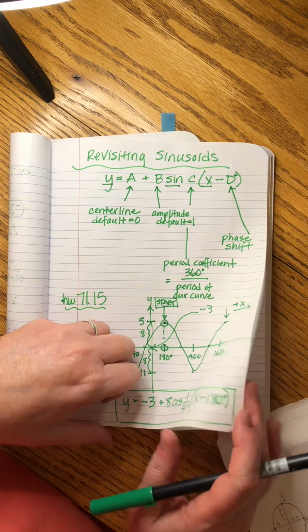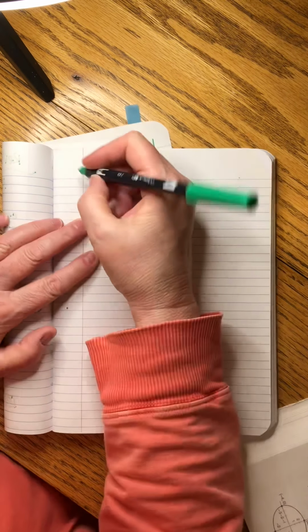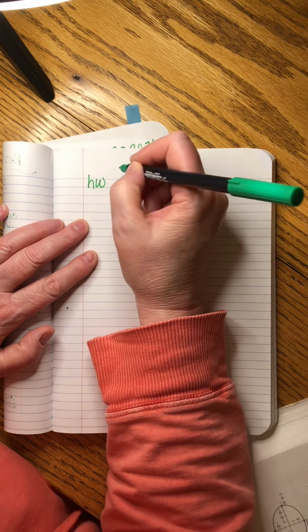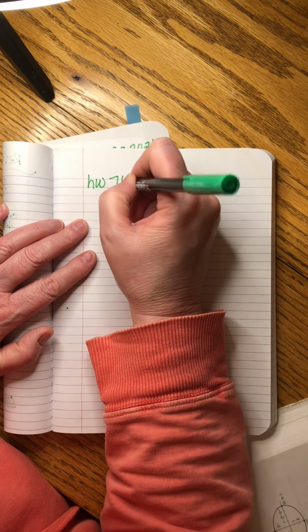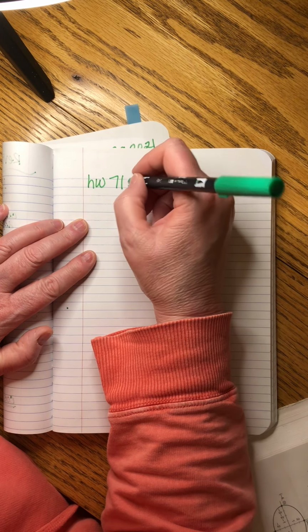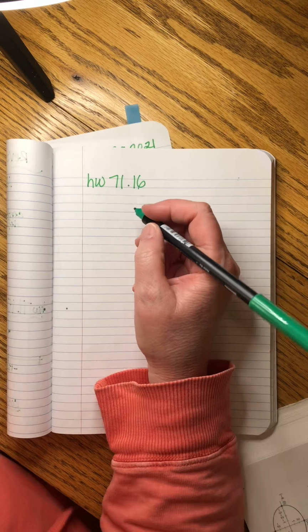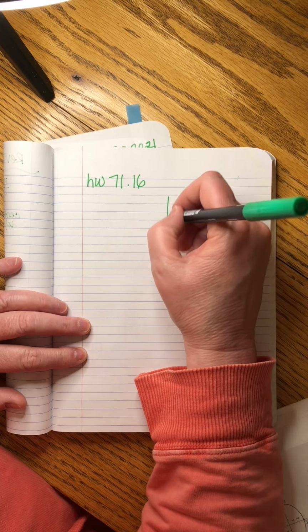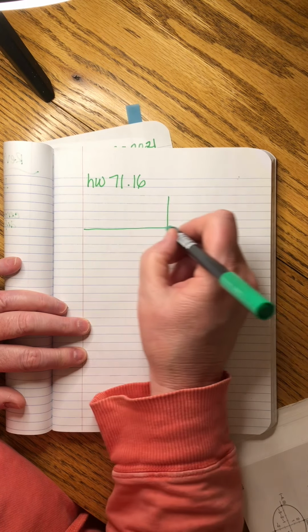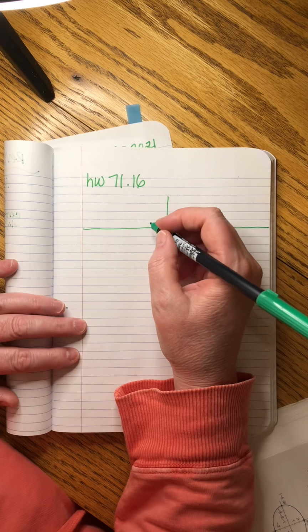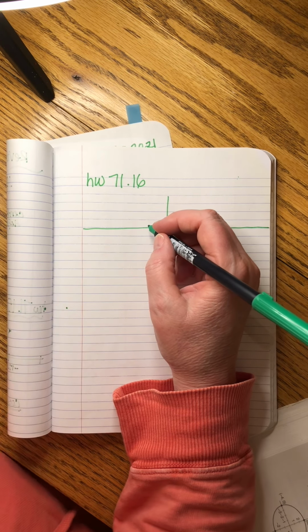All right, let's do one more. This is going to be also from the homework of 71, but this is going to be problem 16, and this one's going to be in radians. And that's why I like it. The radians aren't harder, they just make our head work a little differently. All right.